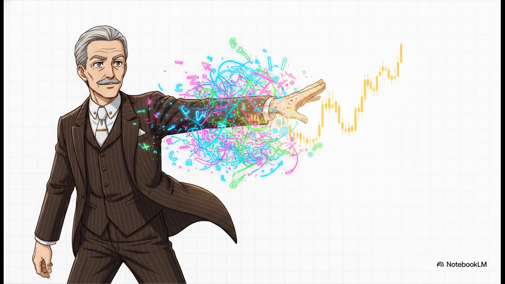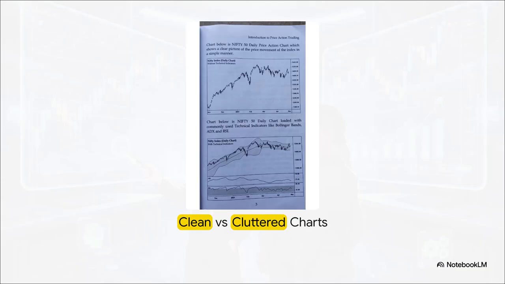By ditching all those complex, lagging mathematical indicators, you're just left with pure price movement. And that is driven entirely by supply and demand. This contrast perfectly highlights the massive hurdle for most beginners. Take a look at the top chart, the Nifty 50 Daily Index. Notice how it's completely naked, elegant, and you can just clearly see the natural ebb and flow of the market.